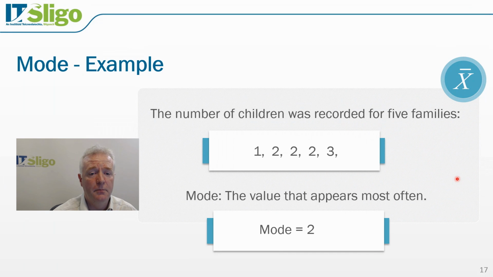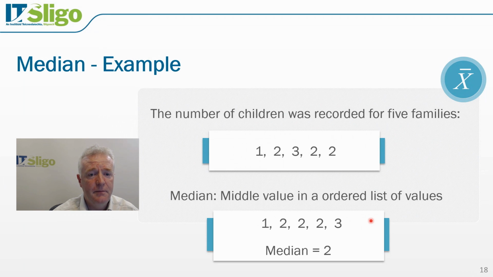Let's take an example of the mode. If we take the same data set, the mode refers to the value that appears most often. In this case it's the number of children that appears most frequently, and we see here that the one that occurs most frequently is 2, so the mode is 2.